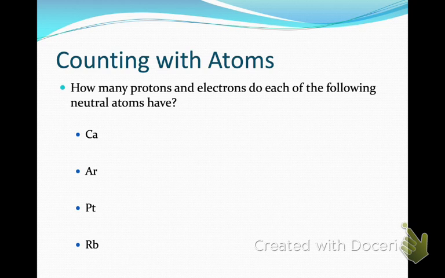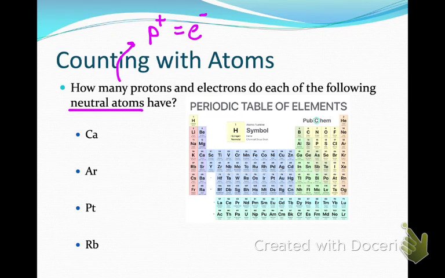So let's look at this one. How many protons and electrons do each of the following neutral atoms have? If I know my atom is neutral, that has to mean that my number of protons equals my number of electrons. All right, so I pulled up a periodic table here so I can see it on my screen as well as you can see it, but you should have your periodic table up while we're working through this.